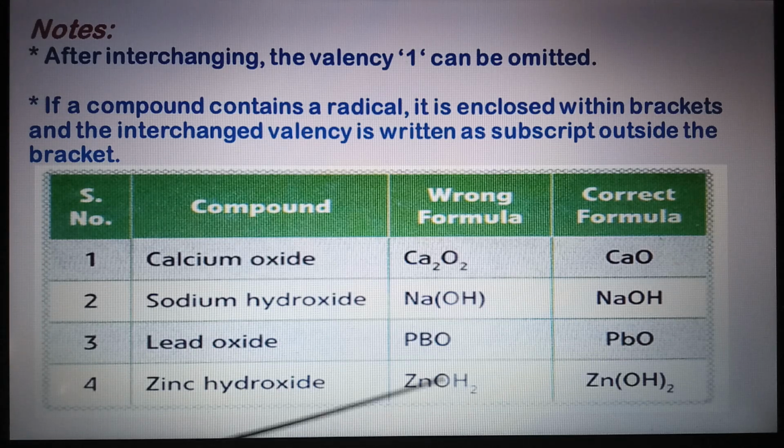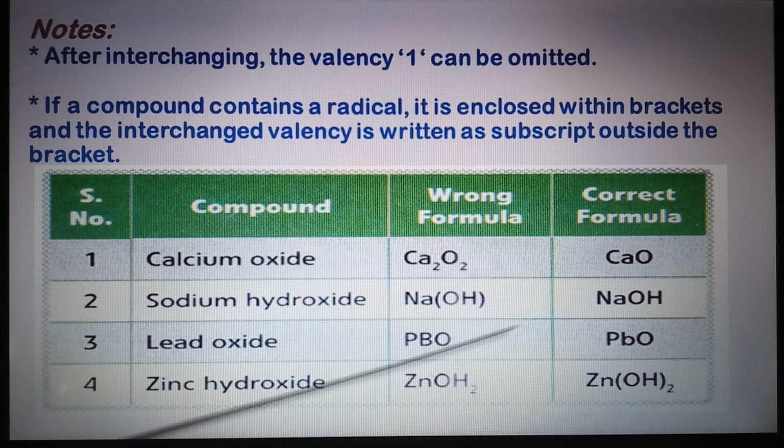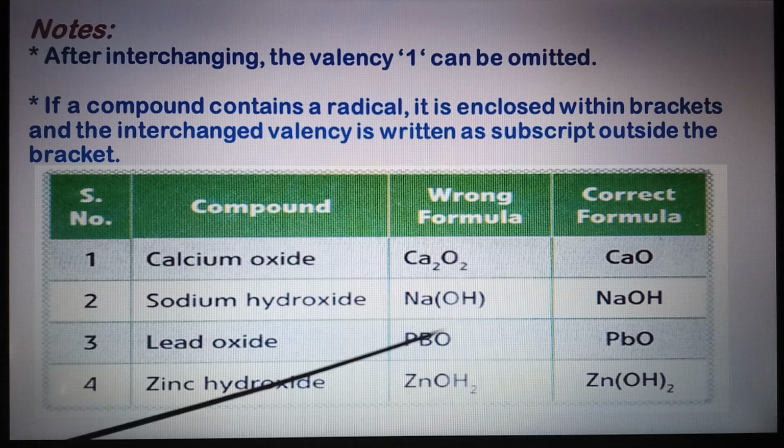Zinc hydroxide: zinc has valency 2, hydroxyl ion has valency 1. After exchanging, Zn, that is zinc, will get 1, but 2 will be taken by OH, the hydroxyl group, which we can't write like this because they are a group of atoms. Hence we compulsorily have to put the bracket before putting the valency of the interchanged part. Okay, so this is the correct formula of zinc hydroxide.